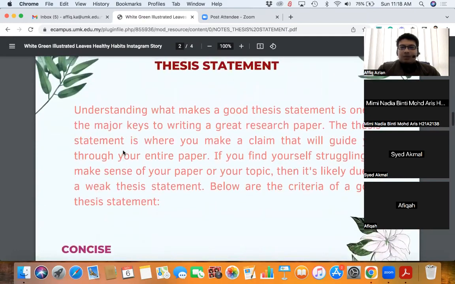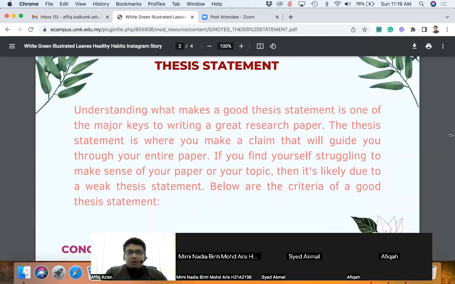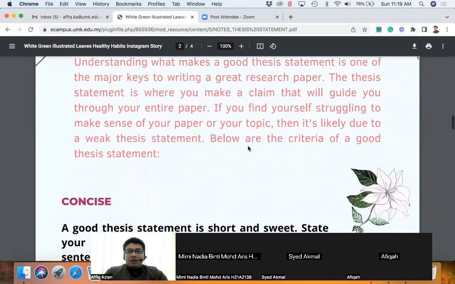So later on, you can take a look at the notes. This one will be available on eCampus. Understanding what makes a good thesis statement is one of the major keys to writing a great research paper. So the thesis statement is very important.